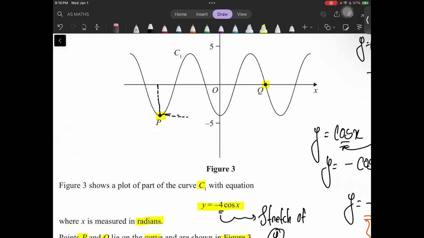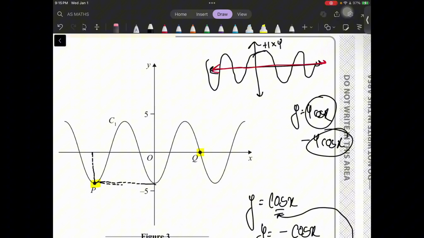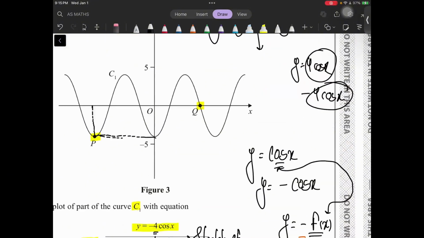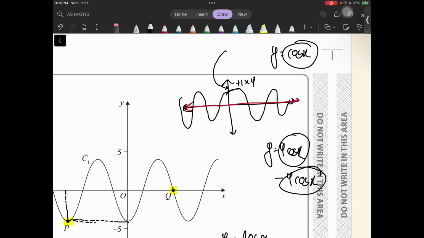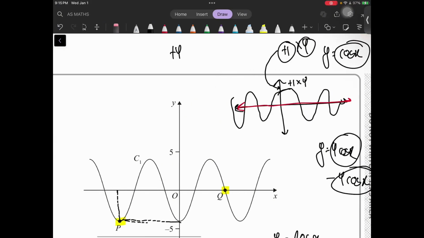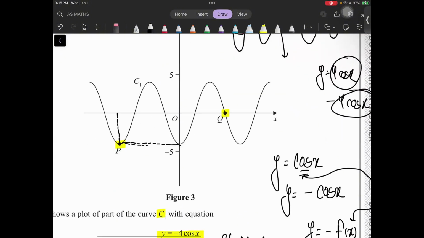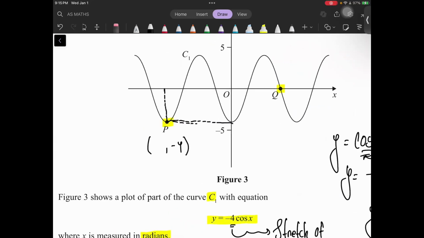Coordinates of P, right? These should be the coordinates of P. What I said: if this maximum point was initially plus 1 and it was multiplied by 4, then this plus 4 when reflected on the y-axis becomes minus 4, right? So the y coordinate of P is going to be minus 4. Done.